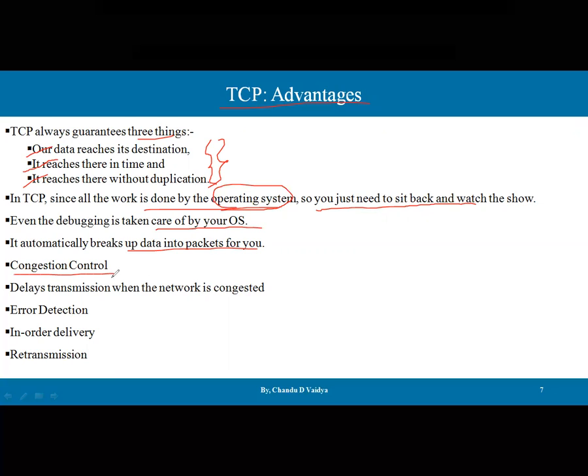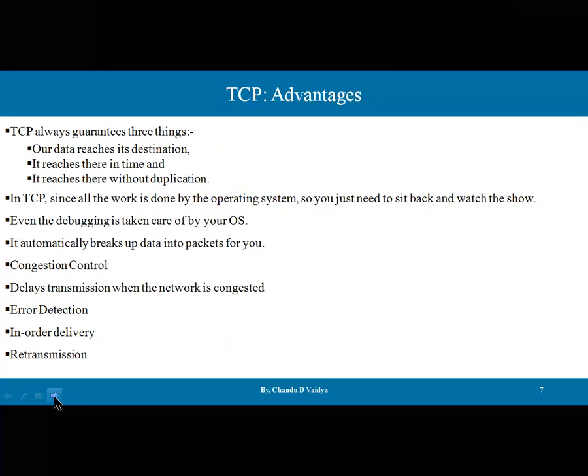Congestion control is also provided, which delays transmission when the network is congested. Error detection is also provided. In-order delivery is also provided, and retransmission. In-order delivery is what? Because TCP is connection oriented, the order is fixed. The sequence of the segments is fixed. So these are a few advantages of the TCP protocol.